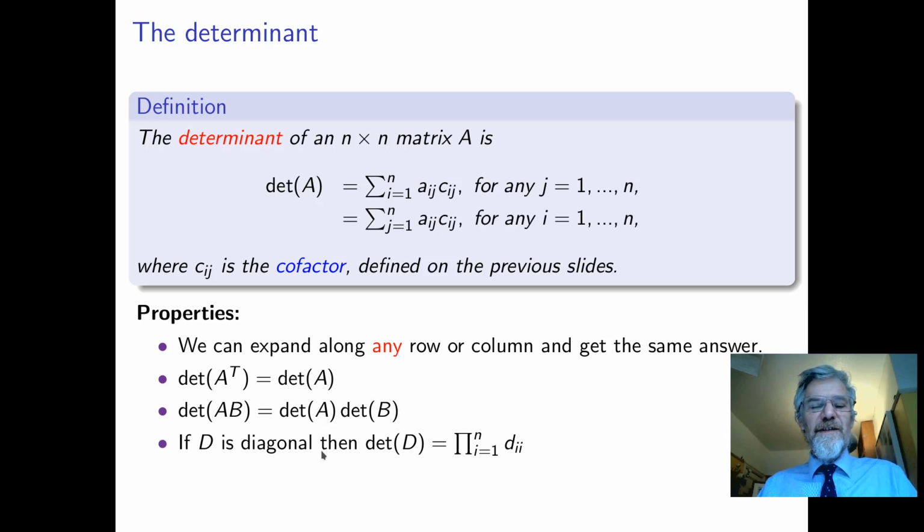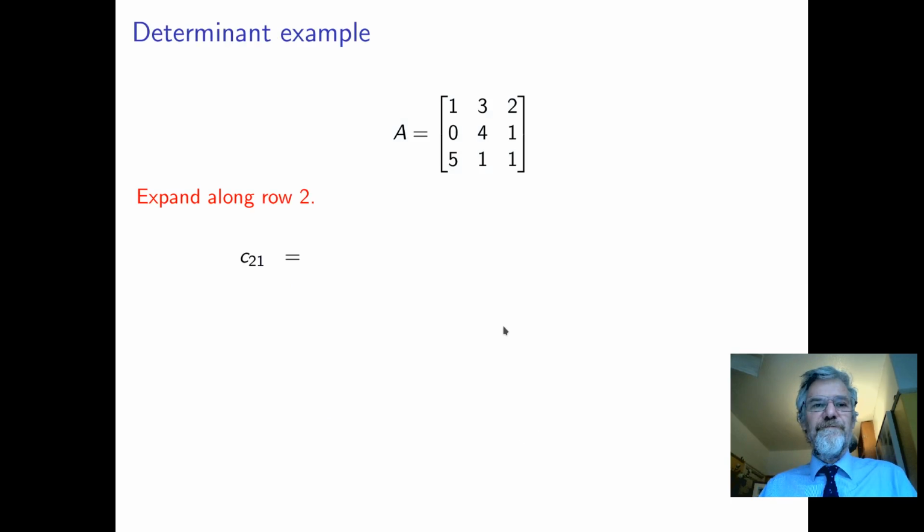If D is a diagonal matrix, and it's possible just to check this with a formula, all you get is the product of the diagonals. And of course that makes sense. The diagonal matrix you can think of as stretching each of the axes in each direction by d_ii, and so the change in volume is the product of those diagonal elements, or we can work it out from the cofactor formula.